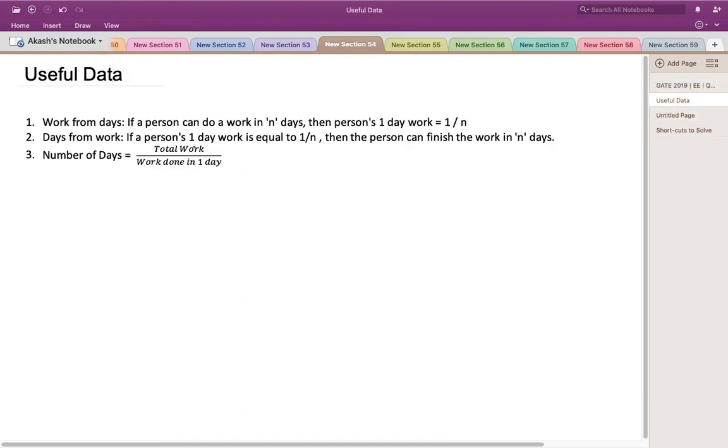The first thing in such types of questions that we need to calculate is the work from days. That is, if a person X can do a particular work in n days, then that person's 1 day work would be equal to 1 upon n. Similarly, if a person's 1 day work is equal to 1 upon n, then that person can finish the work in n days, which is basically the reciprocal of it. Therefore, the number of days can be found by dividing the total work that needs to be done by the work done in 1 day. So let's use this concept and try to solve the problem.